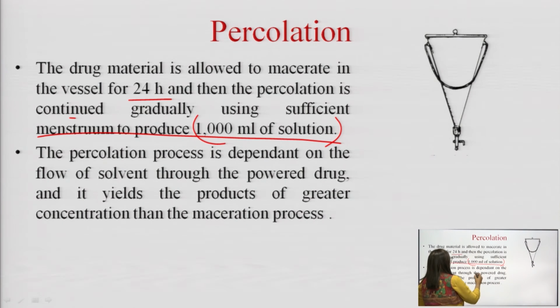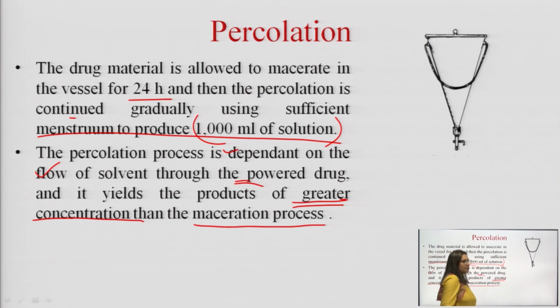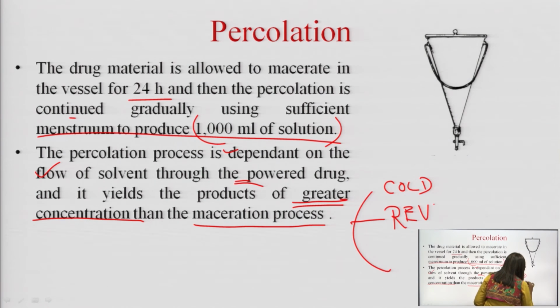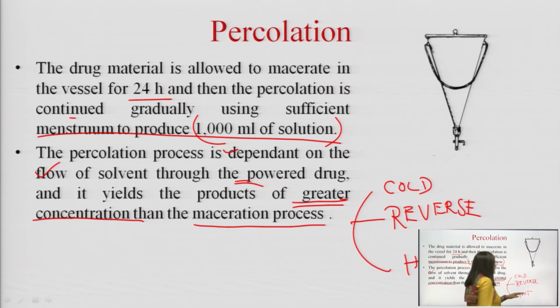The process is highly dependent on the flow of the solvent through the powdered drug, and it yields a product which has a higher concentration than that of the maceration process. The percolation method can also be categorized, if we want to categorize it, as cold percolation, reverse percolation and hot percolation. A very simplified cold percolation example could be Soxhlet, which we shall be discussing in our coming slides.